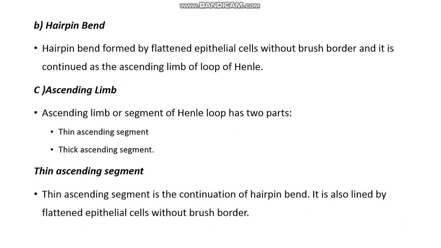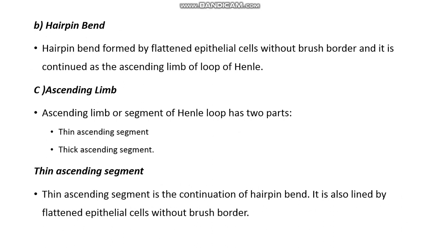Then next part is hairpin bend. So what is hairpin bend? Hairpin bend is formed by flattened epithelial cells without brush border, and it is continued as the ascending limb of the loop of Henle. This hairpin bend is formed by the flattened epithelial cells. There is no brush border epithelium, and that is continued as the ascending limb of the Henle's loop.